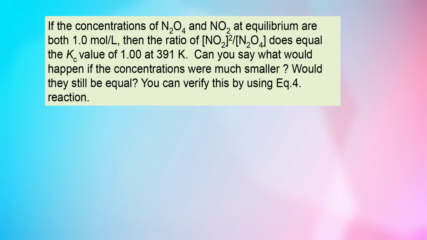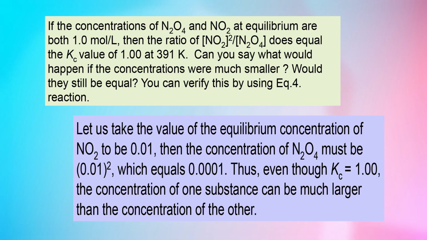So, can you say what would happen to the value of Kc if concentrations were much smaller? You can verify this with this equation 4 reaction. Let us take the value of the equilibrium concentration of NO2 to be 0.01 instead of 1, and N2O4 then must be the square of that, which is equal to 0.301.